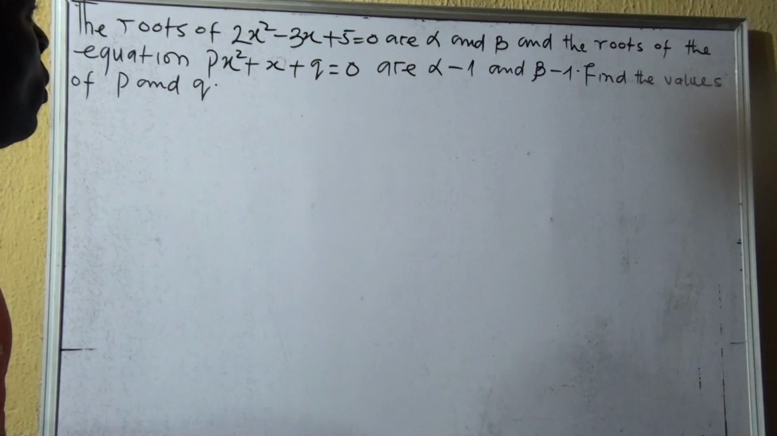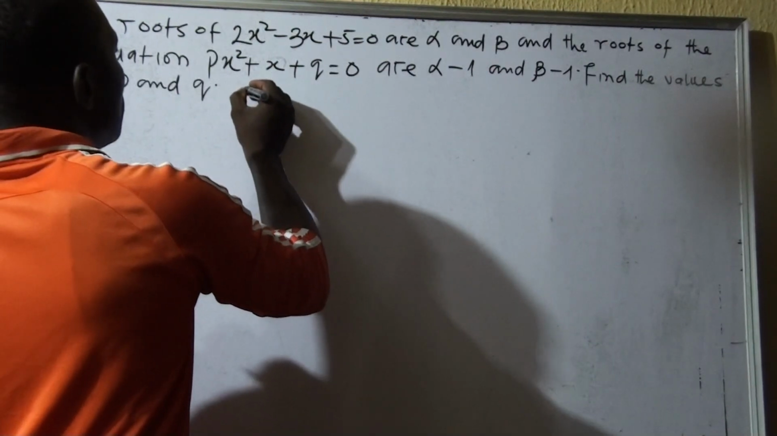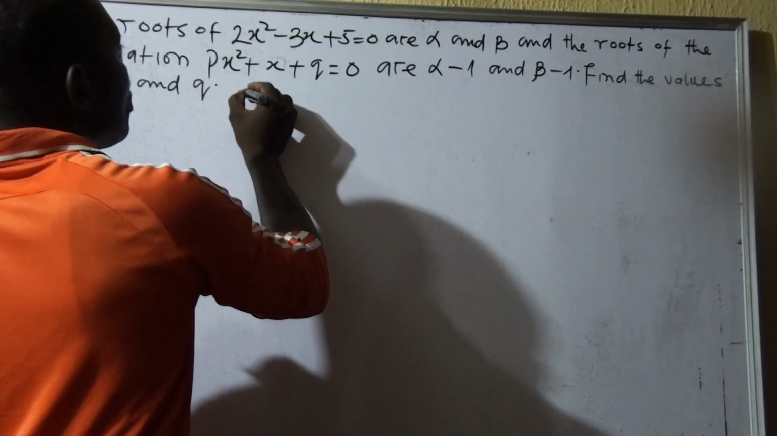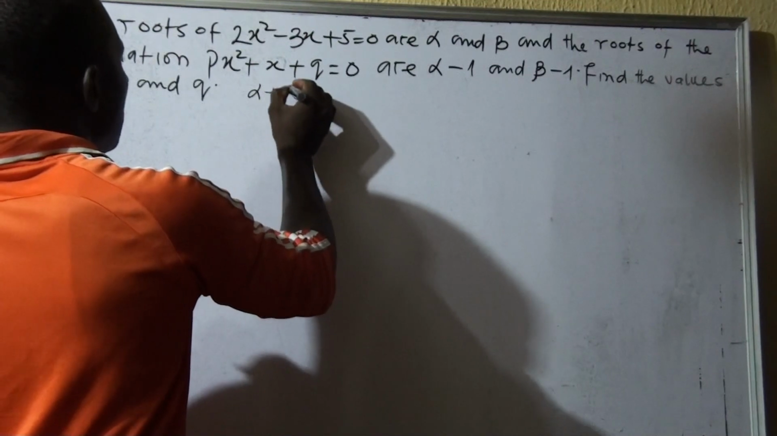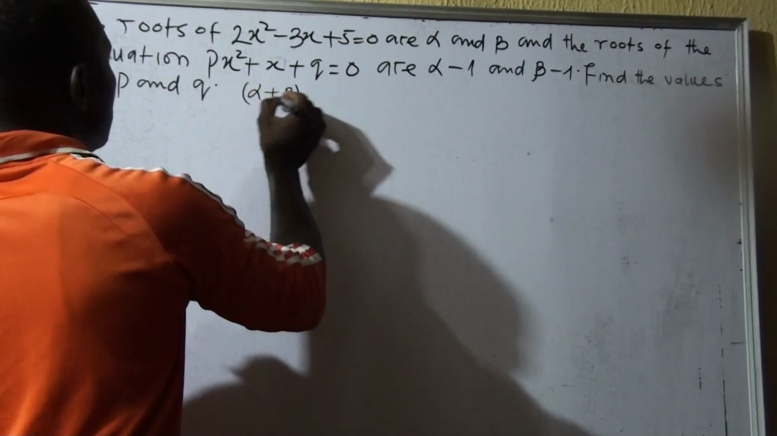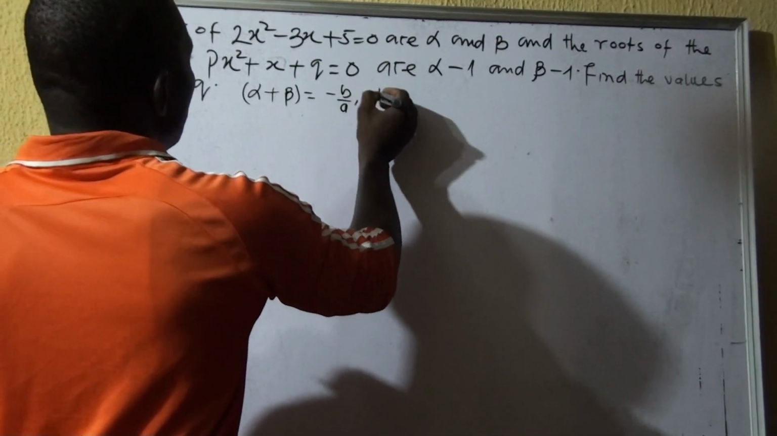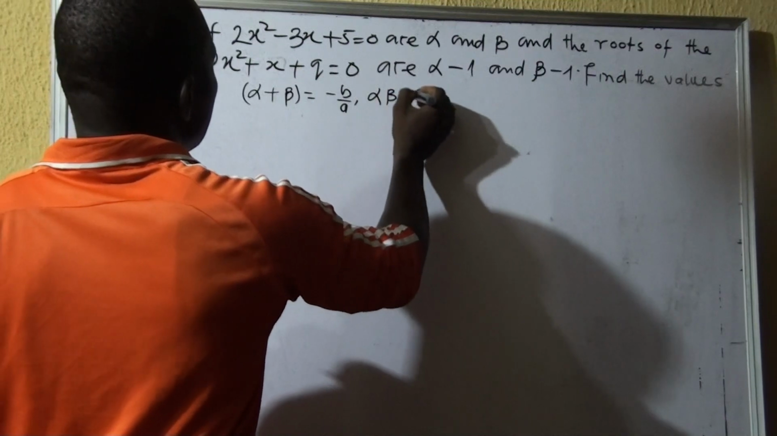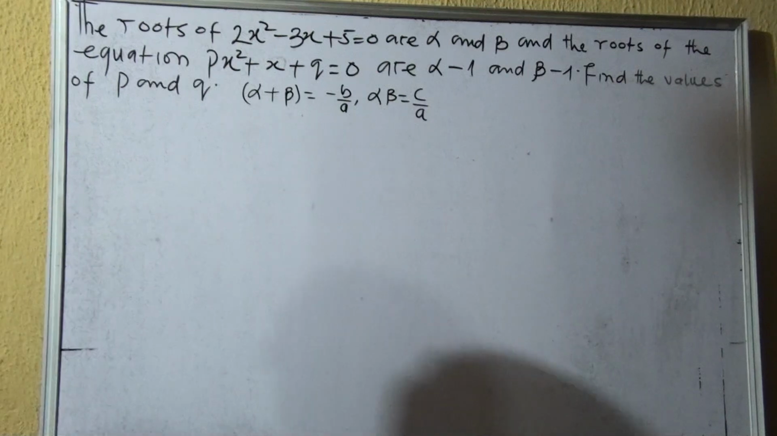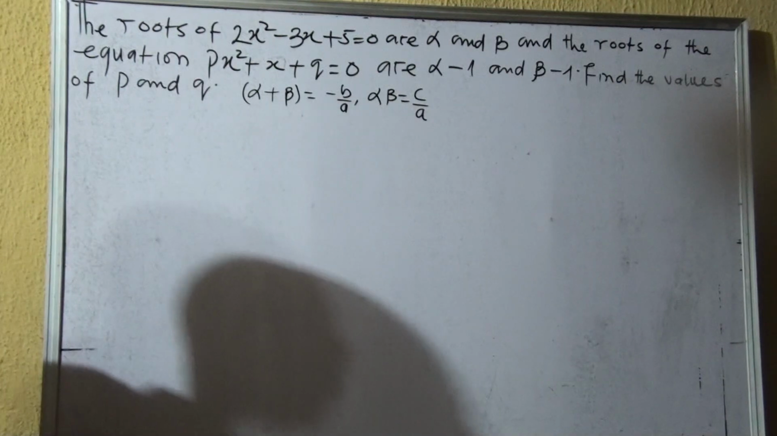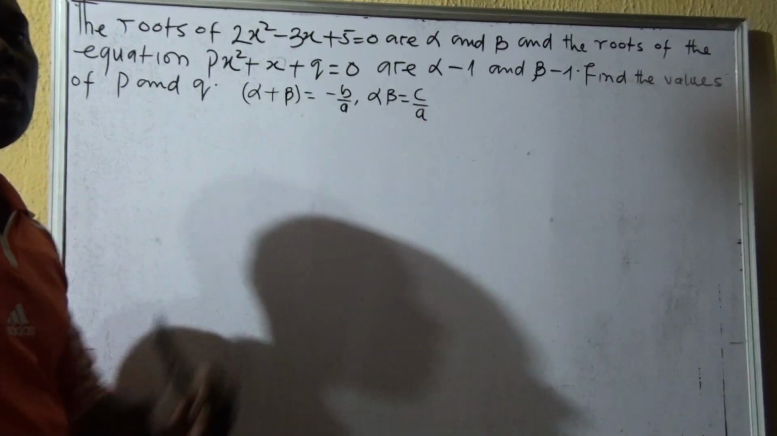So here, for the first equation, first of all, we have the sum of roots and the product of roots. The sum of roots, alpha plus beta, is equal to minus b over a, while the product of the roots, alpha beta, is c over a. This establishes the fact that the sum of roots is minus b over a and the product is c over a.